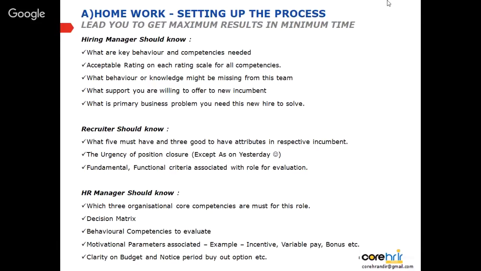As an HR manager, the most important thing you should know is the three major core competencies as per your organization. Because if your organization is a fast-growing organization, or a Fortune 500 company, or a company from a different sector, you need to understand the best core competencies you are evaluating with this particular incumbent. Then the decision matrix and behavioral competencies to evaluate. The motivational parameters associated, for example, if you are hiring for a sales position, you should know what type of incentive, variable pay and bonus we are going to offer as an organization, so that it helps a candidate take the organization in a bigger picture and understand it as a future employer. Clarity on budget and notice period buyout options and all.